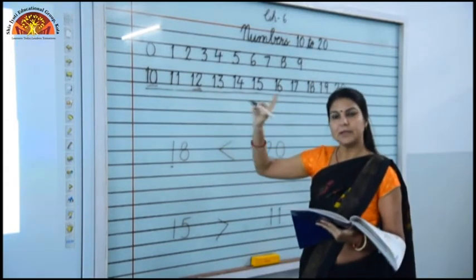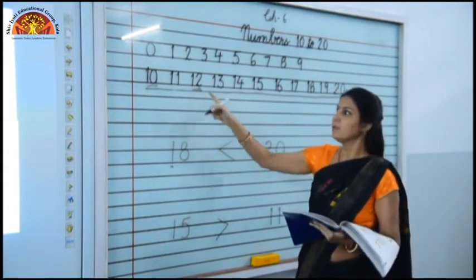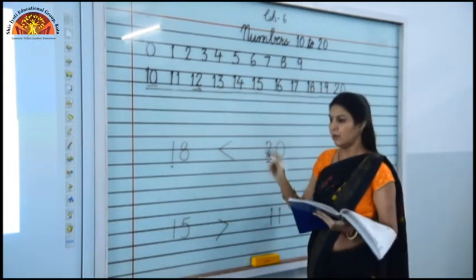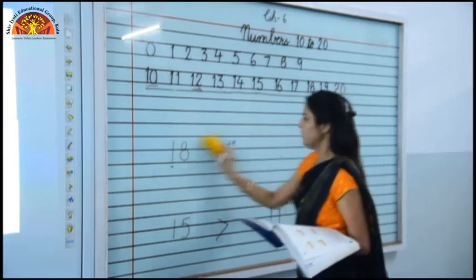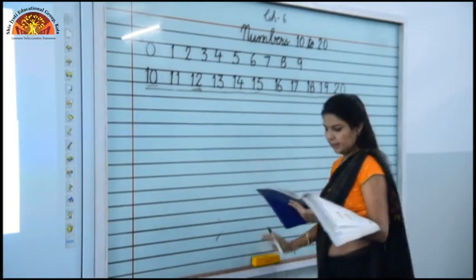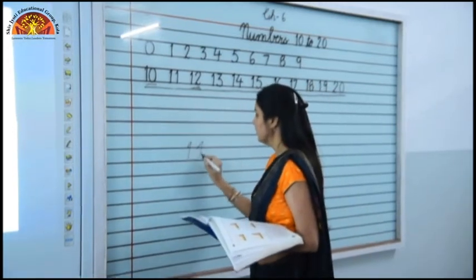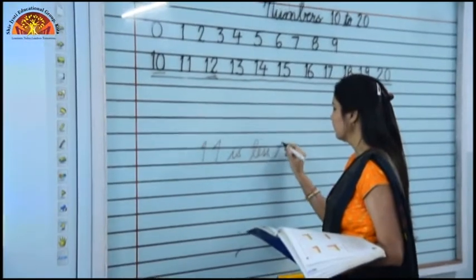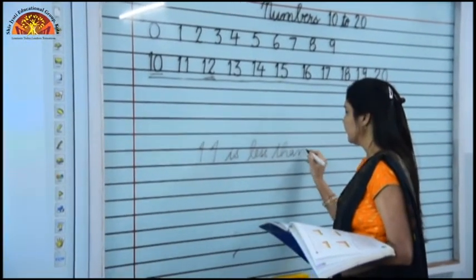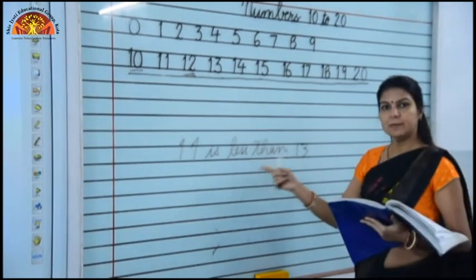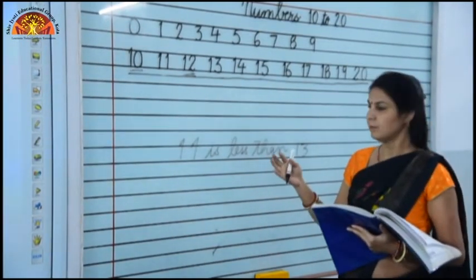So this statement is correct. 12 is more than 10. I hope you have understood. Now see one more question here. Now we will see 11 is less than 13. Now tell me this statement is correct or wrong.